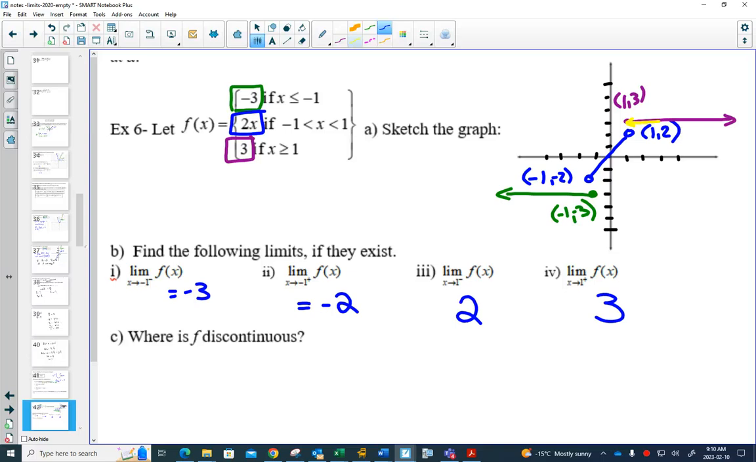Where is f discontinuous? The graph jumps when x is -1, and the graph jumps again when x is +1. So we would say that is where the graph is discontinuous.